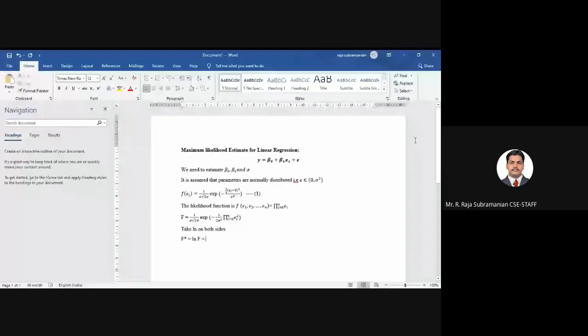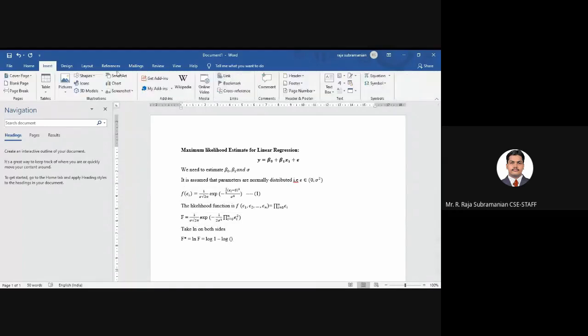I have 1 divided by sigma square root of 2 pi. So how can I write this? You said log 1 is 0. So log 1 will be there, minus another log, and I have sigma square root of 2 pi. This is nothing but the square root of 2 pi. I will write here separately like a note.